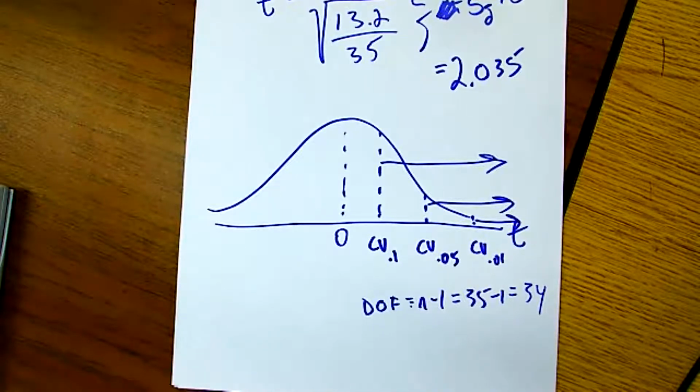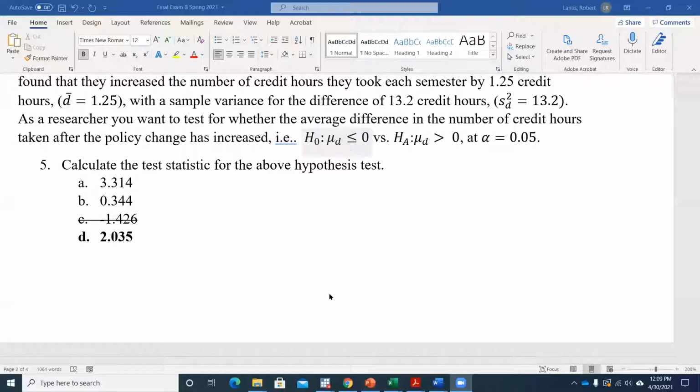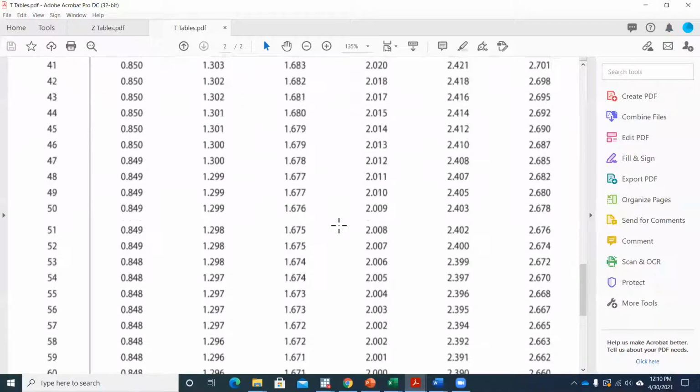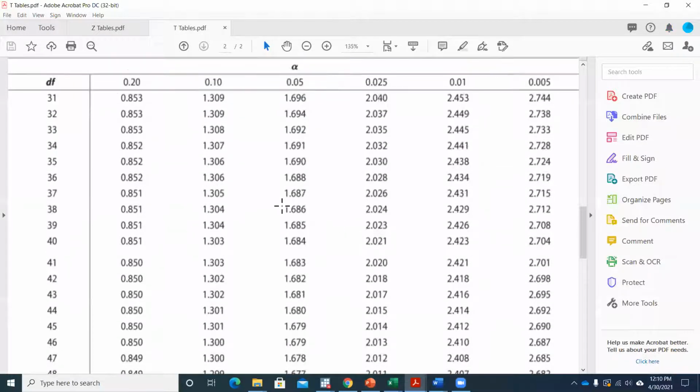So I can use that student t table to look up these values pretty quickly. For a right-tail test, it's actually pretty easy because those are the values I want. I've got my degrees of freedom of 34, so I'll be looking at this line. The area I want in the tail is 0.1, 0.05, and 0.01. Those are my 3 alphas.